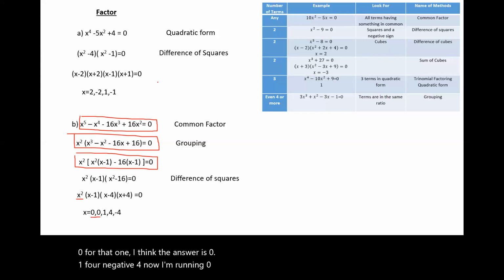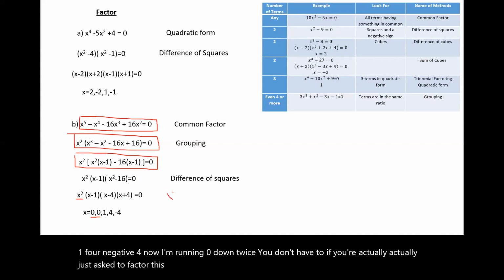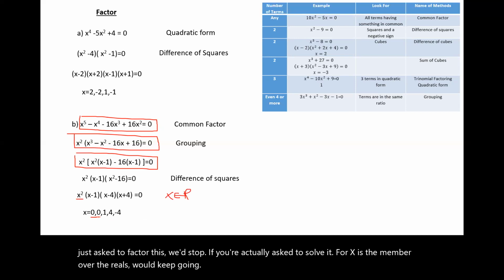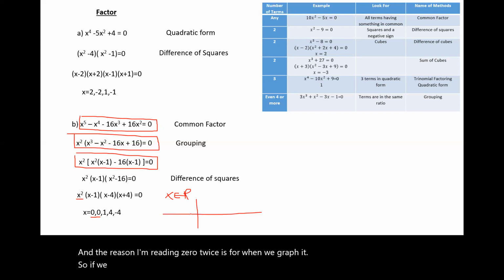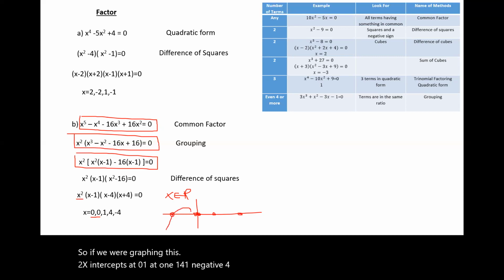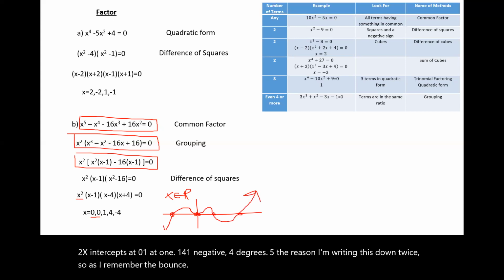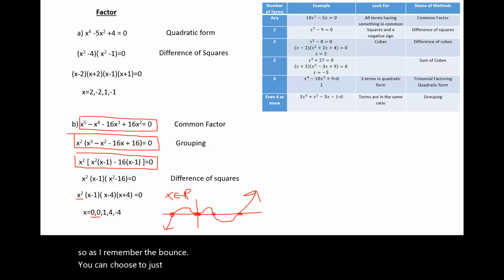You don't have to. If you're actually just asked to factor this, we'd stop. If you're actually asked to solve it for x as a member of the reals, we'd keep going. And the reason I'm writing 0 twice is for when we graph it. So if we were graphing this, 2 x-intercepts at 0, 1 at 1, 1 at 4, 1 at -4. Degree is 5. The reason I'm writing this down twice is so I remember the bounce. You can choose to just write the x down once if you're asked to solve, and if you're just asked to factor, you'd stop here.